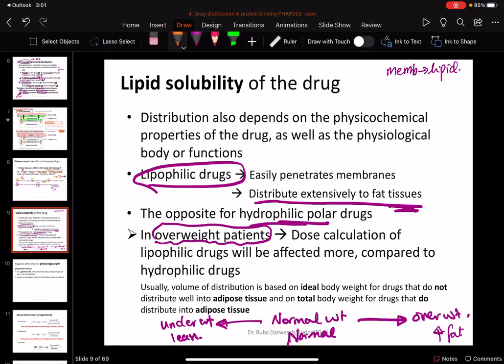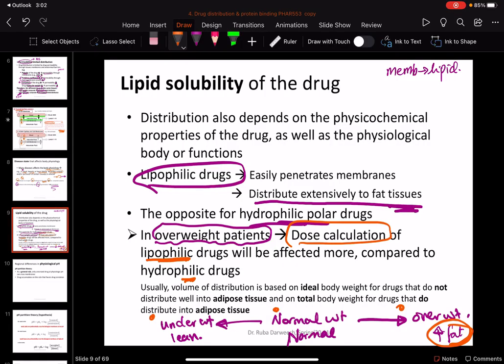Okay, so accordingly, if we are talking about each one of them, then the dose calculation should take into consideration the fat percentage of that individual. Again, we usually have general guidelines for different groups of drugs according to the kinetics that we know. If we are talking about a lipophilic drug in an overweight patient, it will go more into the fat tissues compared to a hydrophilic drug.